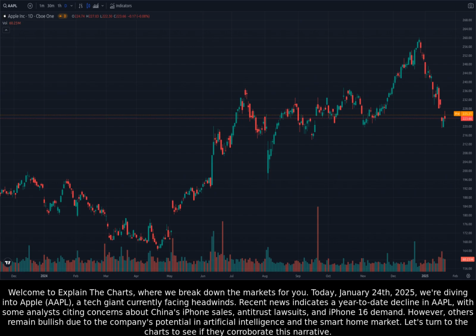Today, January 24th, 2025, we're diving into Apple, AAPL, a tech giant currently facing headwinds. Recent news indicates a year-to-date decline in Apple, with some analysts citing concerns about China's iPhone sales, antitrust lawsuits, and iPhone 16 demand. However, others remain bullish due to the company's potential in artificial intelligence and the smart home market. Let's turn to the charts to see if they corroborate this narrative.